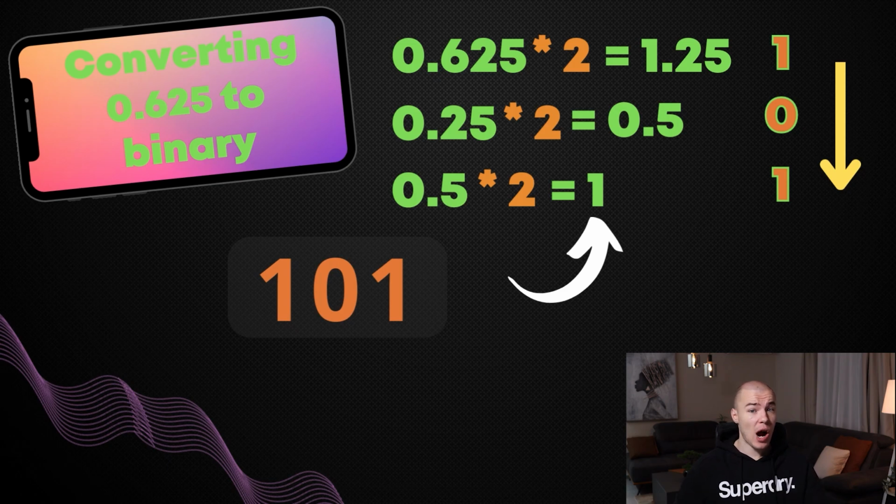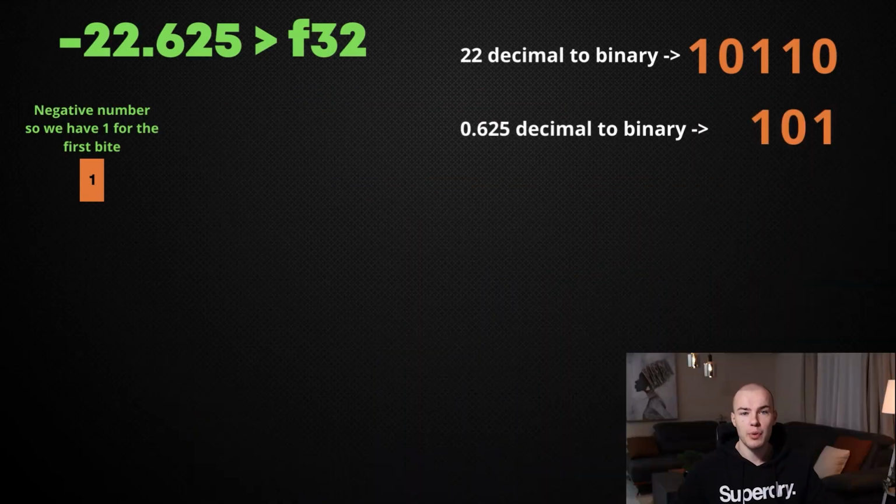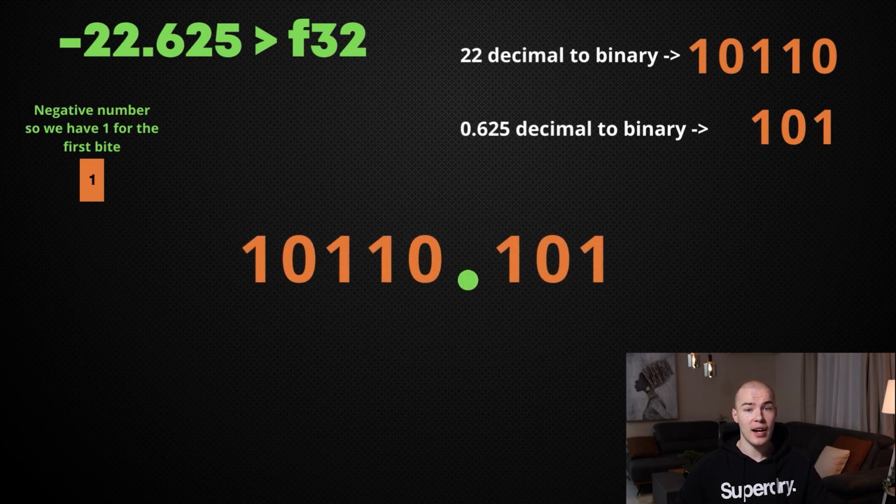And now we know how to represent our entire number. We know how to represent 22, and we know how to represent the part after the decimal point, which was 625. And when we put those together, we get 10110.101. Awesome job there! I'm so proud of you. You're progressing so well here. If you understand this, you're doing awesome.